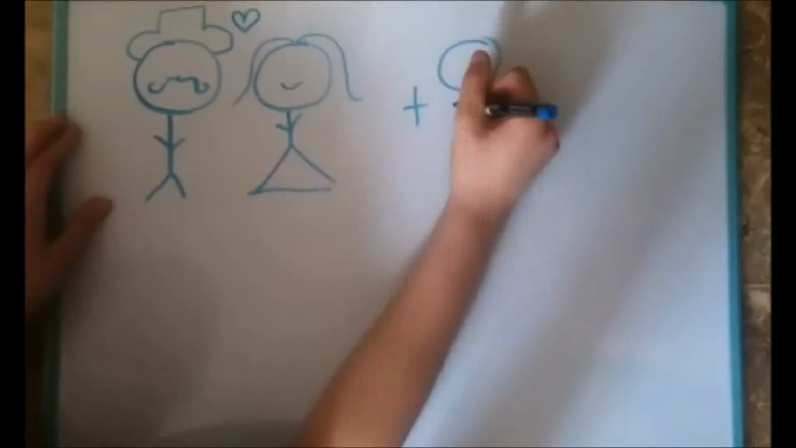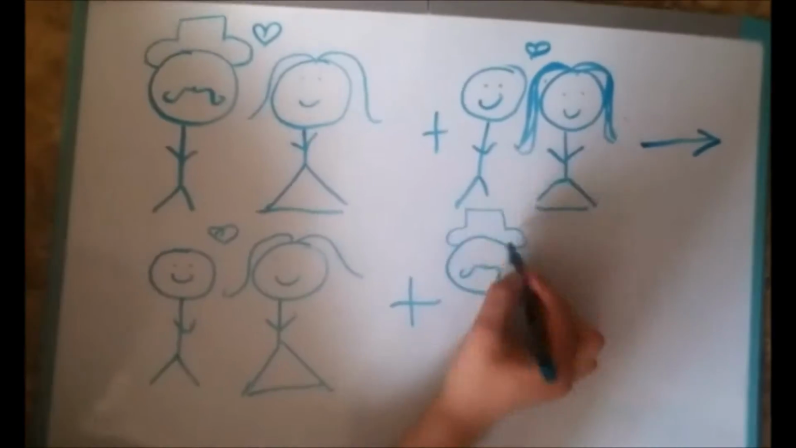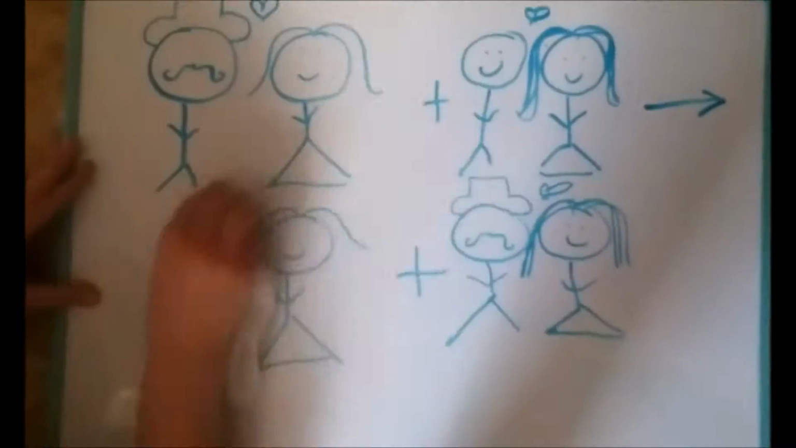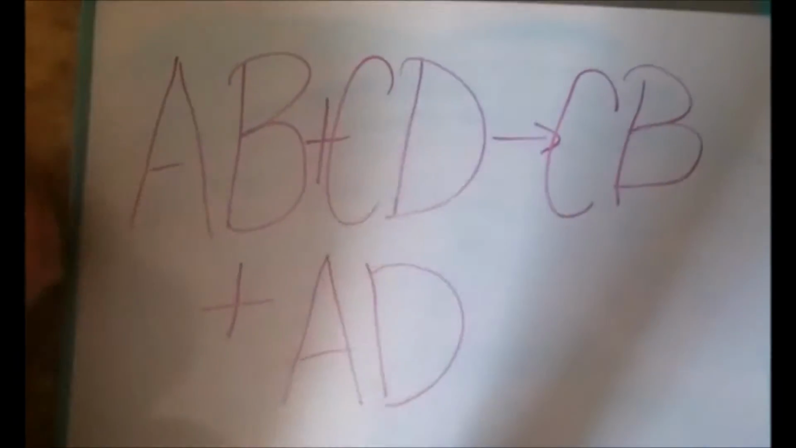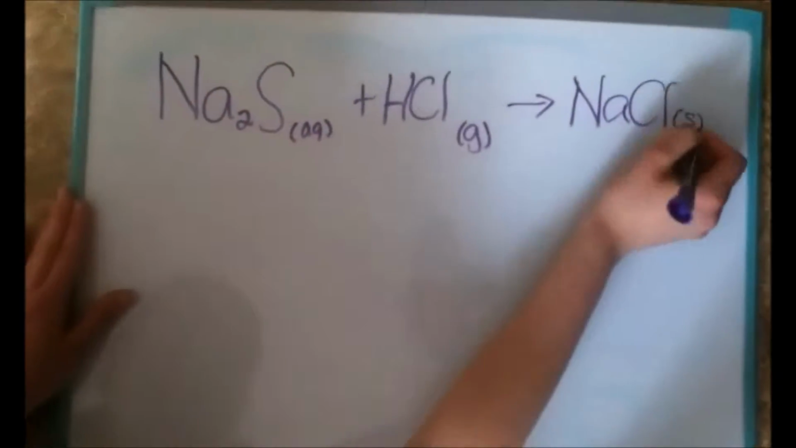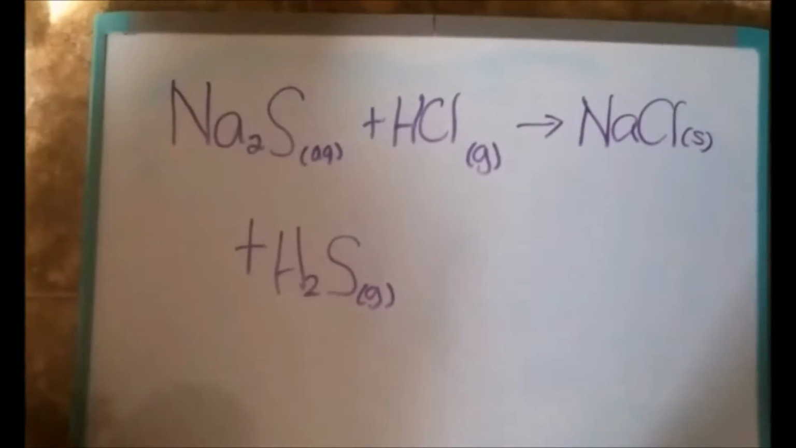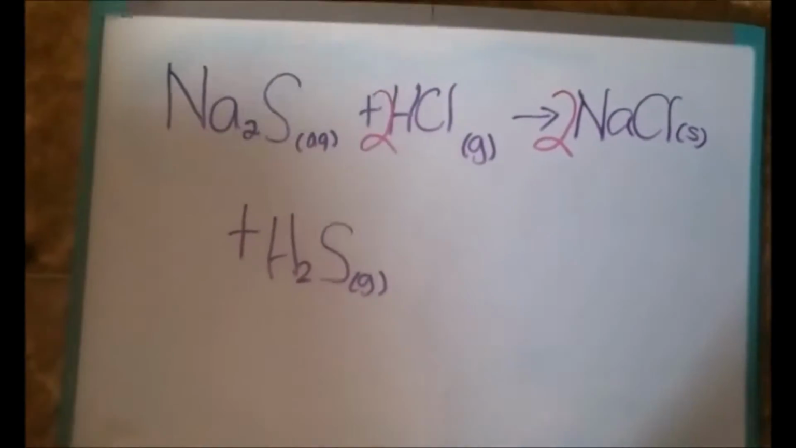A double displacement reaction is a type of chemical reaction in which two reactants exchange ions, forming two new compounds. This can be represented by the general formula AB plus CD yields CB plus AD. Here's an example. Sodium sulfide reacts with hydrochloric acid to form sodium chloride and hydrogen sulfide. As you can see, the two cations, the sodium and the hydrogen, have switched places.